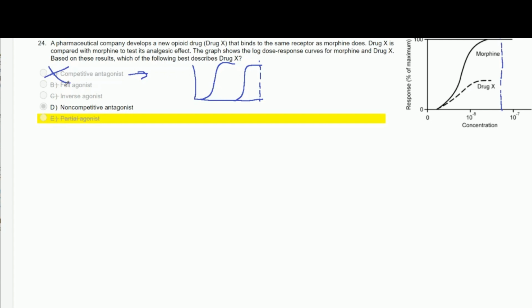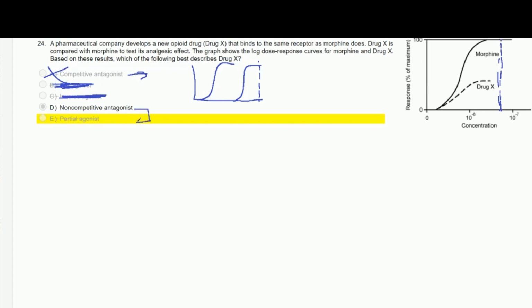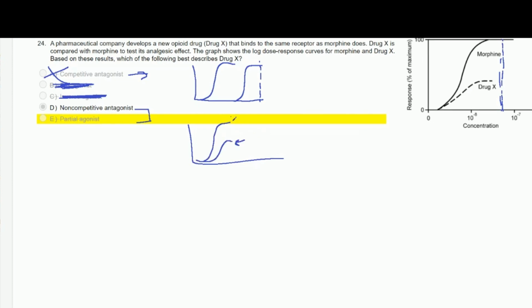I haven't seen anything on UWorld or AMBOSS so far dealing with full agonist and inverse agonist, and First Aid only deals with these three options, so you can strike those out already. These two look the same, so they're both going to have a line like this and a line like that. They finish the race at the same point.